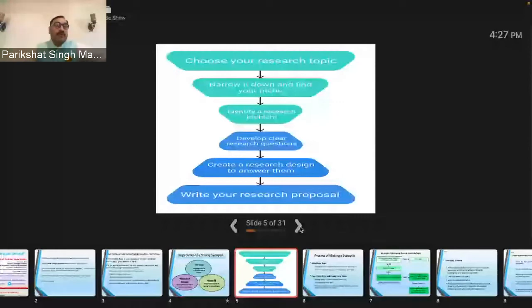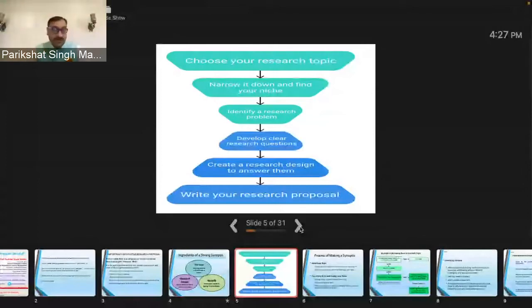which everybody needs to understand and look at, and which you should have a thought process of understanding and building up. Create a research design to answer these research questions. That's the next aspect.